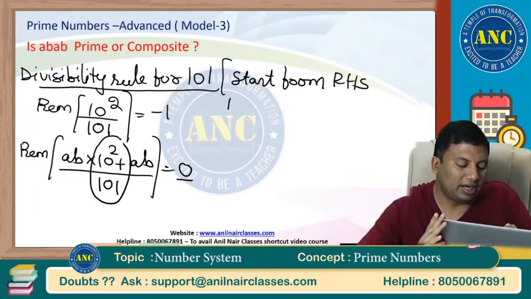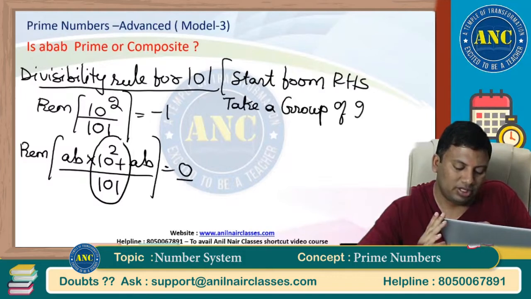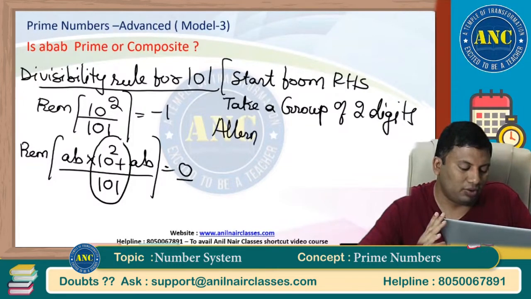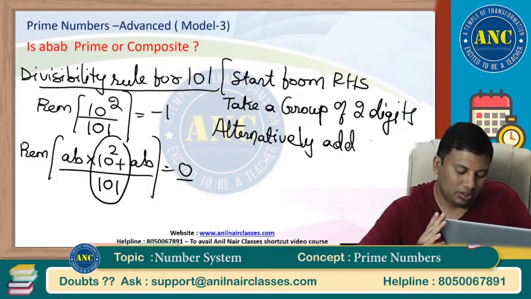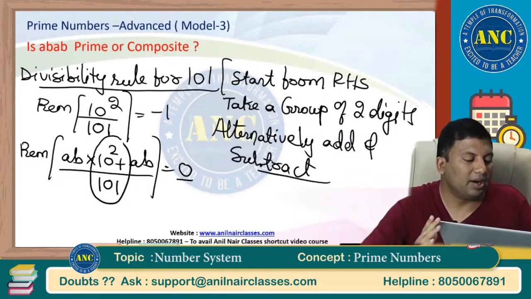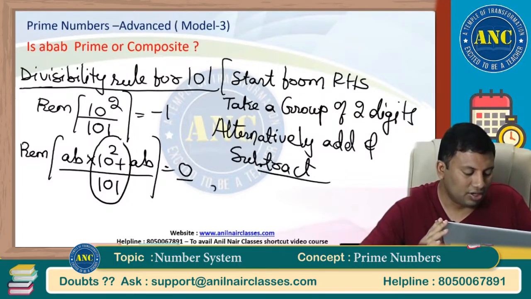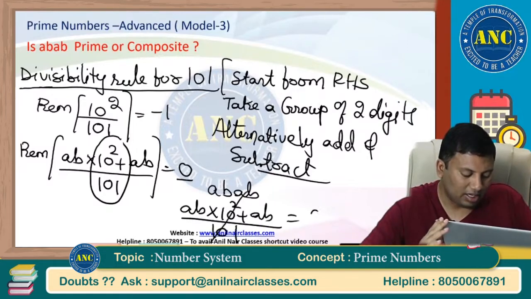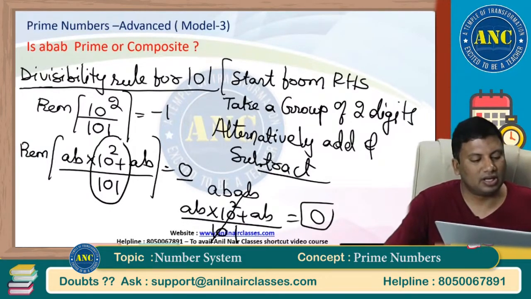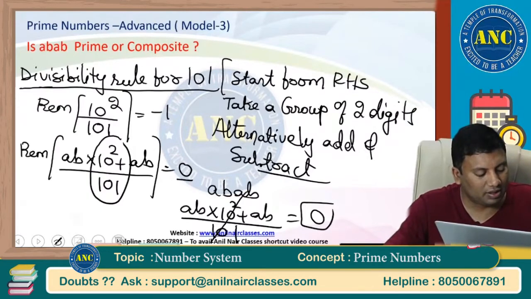Start from the right hand side. Take a group of 2 digits. Alternately add and subtract. If I do this, I will get the remainder when you divide a number by 101. So AB into 10 square plus AB divided by 101 gives minus AB plus AB, which is 0. That means the number is divisible by 101.